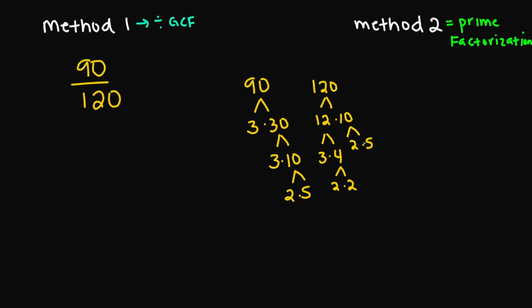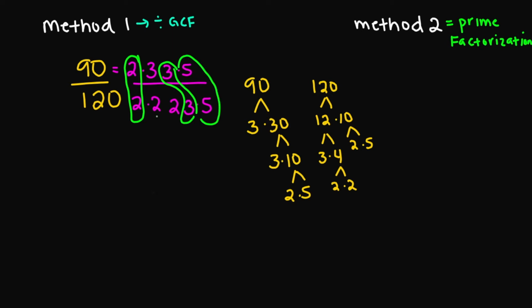So my 90, we said, is 2 times 3 times 3 times 5. And then my 120 is 2 times 2 times 2 times 3 times 5. So we have a 2 right here. We have a 3 right here. And we also have a matching 5. So I'm going to write my 2 one time here times 3, which is here, and then times your 5, which is right here. So we have my GCF is going to be 2 times 3 is 6. 6 times 5, this is going to equal 30.